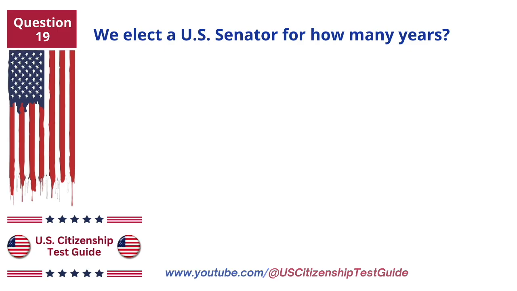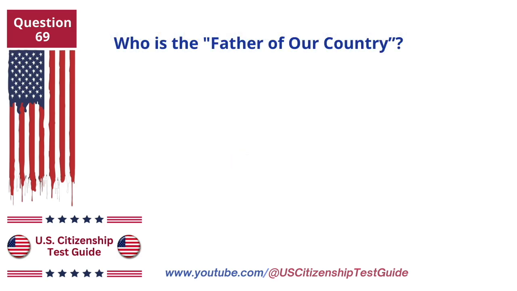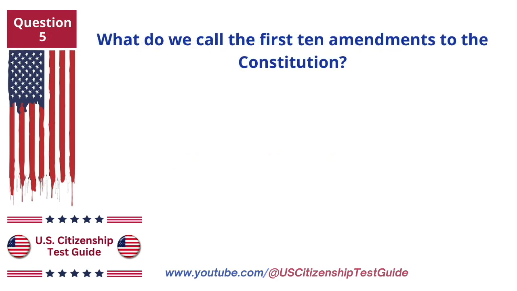We elect a U.S. Senator for how many years? 6. Who is the father of our country? George Washington. What do we call the first 10 amendments to the Constitution? The Bill of Rights.